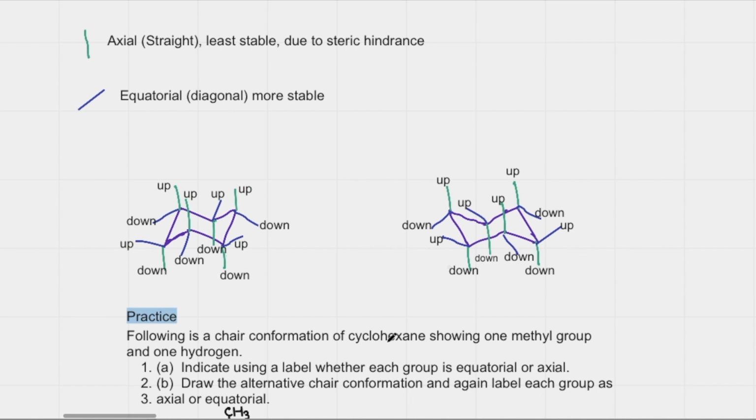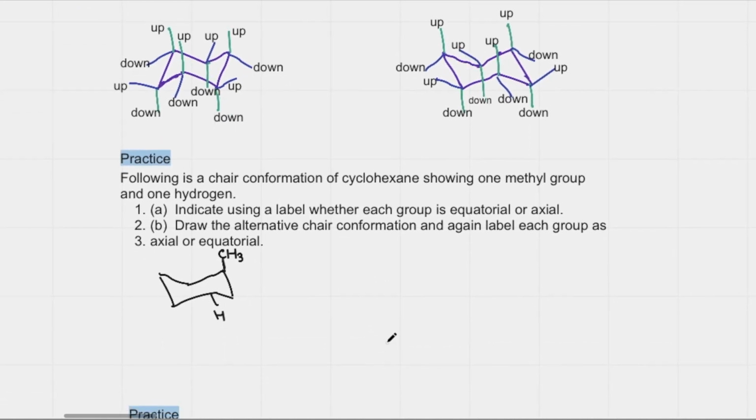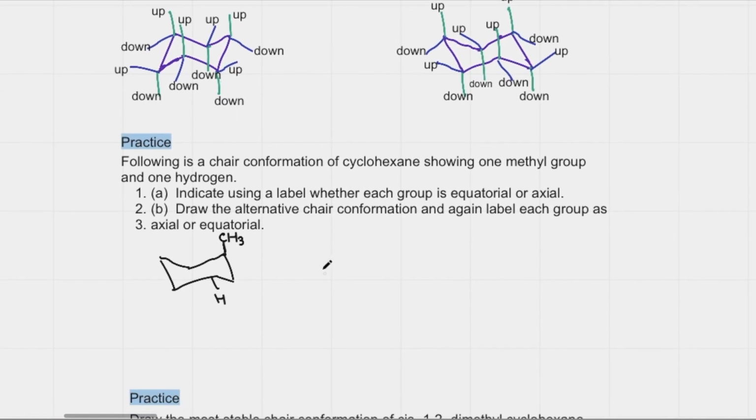So let's go ahead and do a little bit of practice. Here we are told that the following is a chair conformation of cyclohexane showing one methyl and one hydrogen. We have to indicate using a label whether each group is equatorial or axial. And next, we will have to draw the alternative chair conformation and again label each as axial or equatorial. So let's go ahead and take a look.